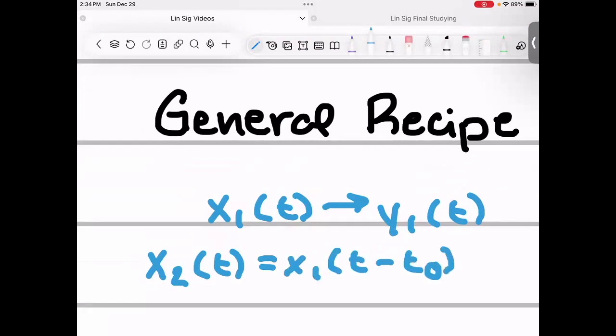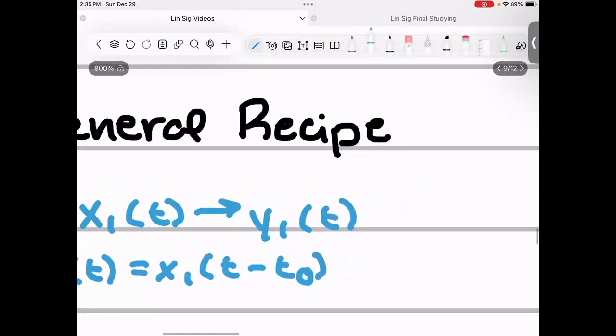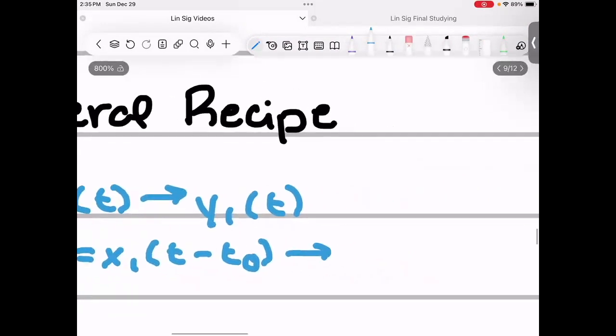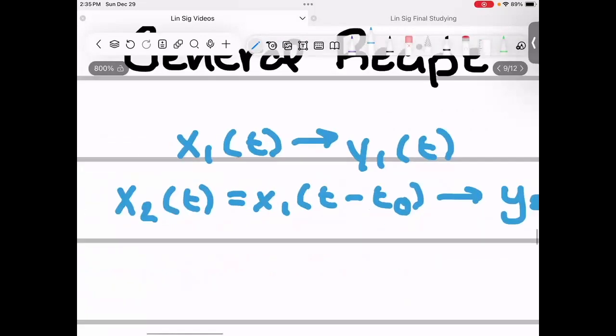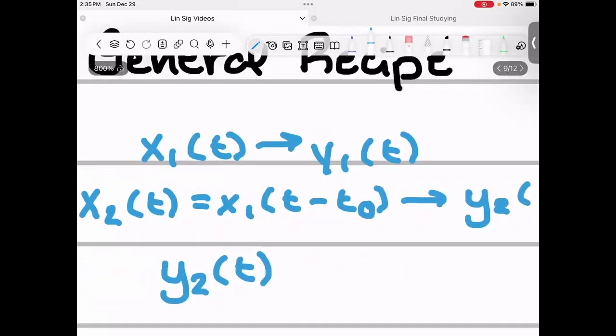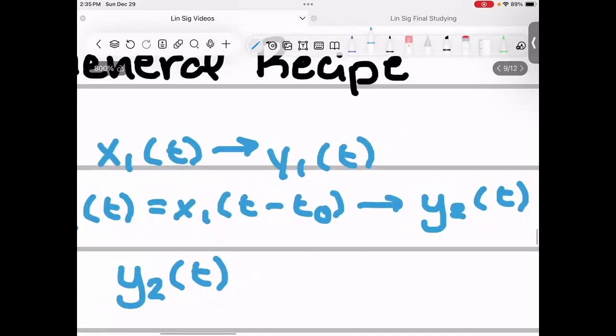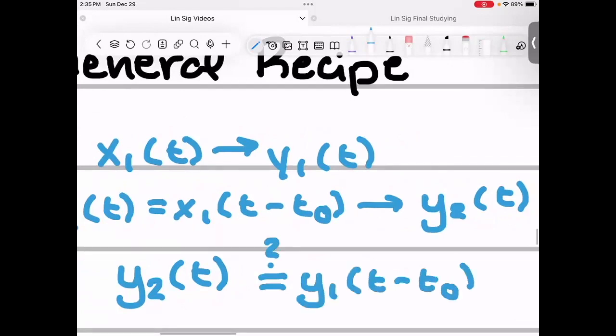And what this is saying is we took the time and we moved it either forwards or backwards. This is not the same time as before, but that's the only thing that's changing. And then we see y2 of t. And what we want to know is whether y2 of t, so what happens when we put the shifted version of x in, is equal to y1 of t minus t naught. In other words, is shifting the input the same thing as shifting the output, if you look at the two outputs that you get?